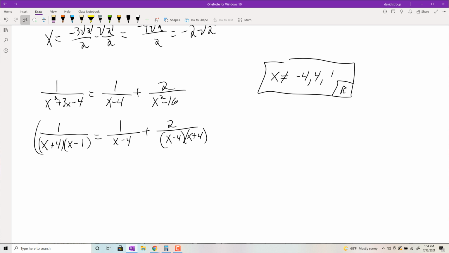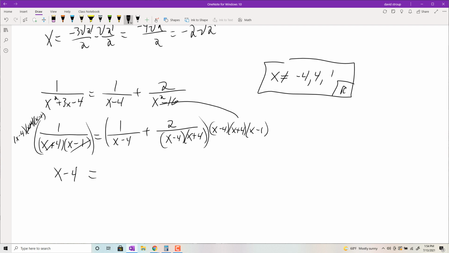Once you deal with that issue, then you can get rid of the denominators. So x minus 4, x plus 4, and then we need an x minus 1. Do that on both sides. So on the left, the x plus 4 and x minus 1s will cancel, leaving you with x minus 4. On the right, in the first distribution, the x minus 4's cancel. So you have x plus 4 times x minus 1. Second distribution, you'll just have 2 times the x minus 1. And then we're solving this.